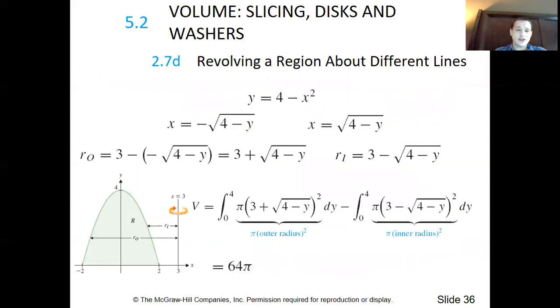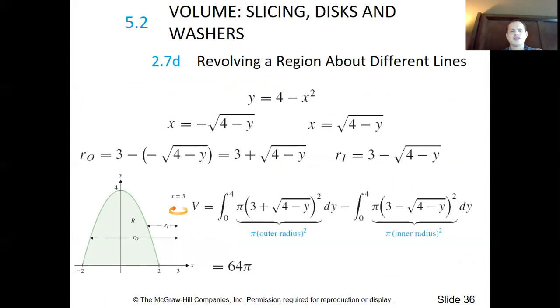So notice that this parabola is y equals 4 minus x squared. We probably want to solve for the x's because the radiuses are going to be distances along the x from x equals 3 to x to whatever the thing on the parabola is. So we're going to have to figure that out in terms of x's. So if y is 4 minus x squared, then you solve for x. X is either plus or minus the square root of 4 minus y squared.